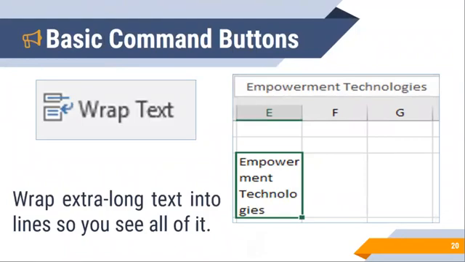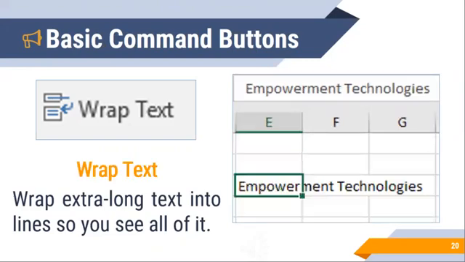Okay, so we also have the wrap text. The function of wrap text here is it wraps extra long text into lines so you see all of it. Kasi kapag default po tayo sa Microsoft Excel, dire-diretso po siya sa ating cell. So ganito po yung magiging itsura niya kapag default, hindi po siya naka-wrap text. So kapag in-enter po natin, may possibility na hindi po natin makita yung buong laman ng cell na yon. So we can use the wrap text.